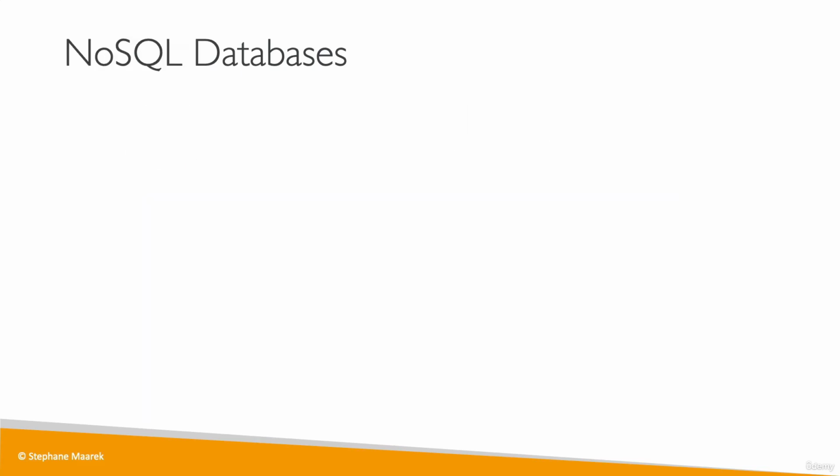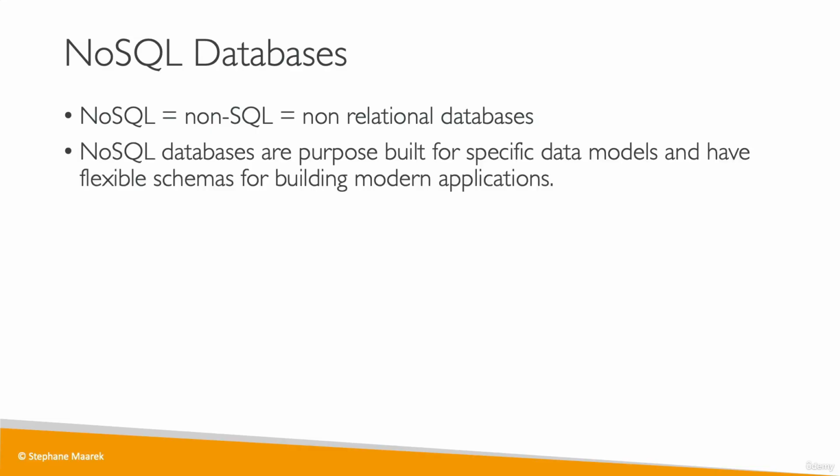Next, we have NoSQL databases. NoSQL means non-SQL, which means non-relational databases. So NoSQL are new or more modern kinds of databases. They're built for a specific purpose with a specific data model in mind, and they have a flexible schema for building modern applications. A schema is basically the shape of the data. So the benefit of using a NoSQL database is that you have more flexibility. It's easier to make the data model evolve.